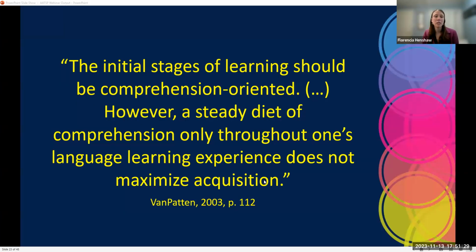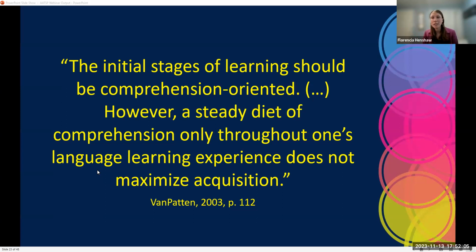And even VanPatten, who is known for input, has this quote, which I love and sometimes surprises people. It says the initial stages of learning should be comprehension oriented. Notice that it says oriented, not exclusive. However, a steady diet of comprehension only throughout one's language learning experience does not maximize acquisition. He used the word acquisition. Acquisition, if you mean it as proficiency development, language development, then yes, I fully agree with that, right? That it is absolutely true that output could help with it.